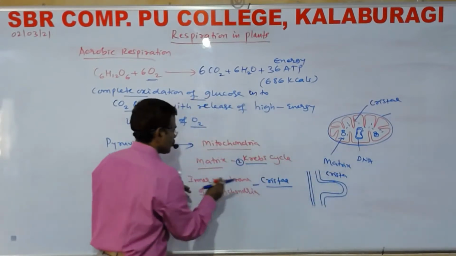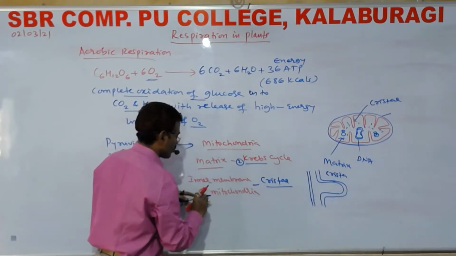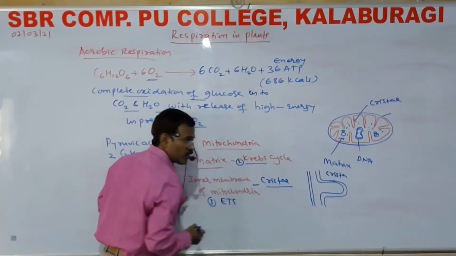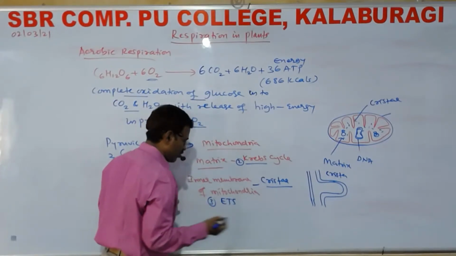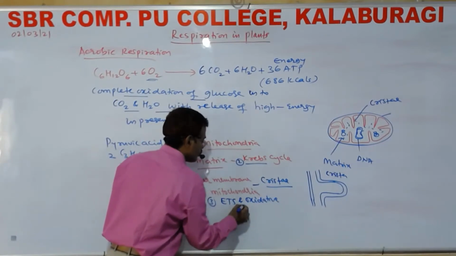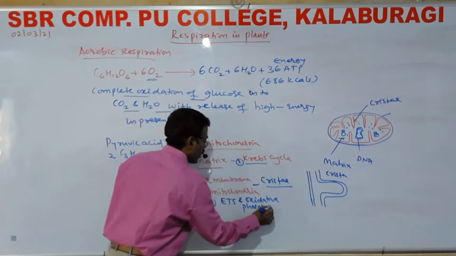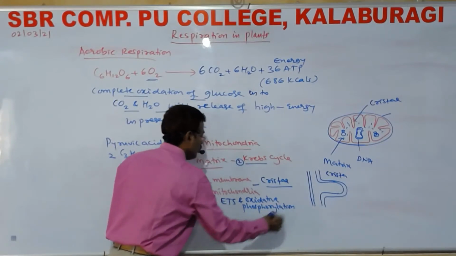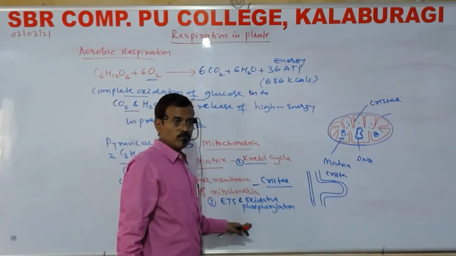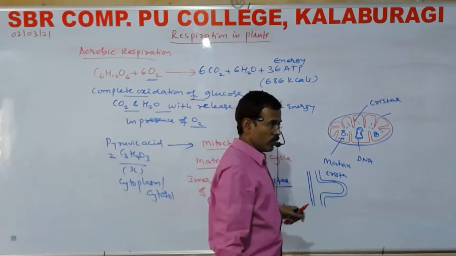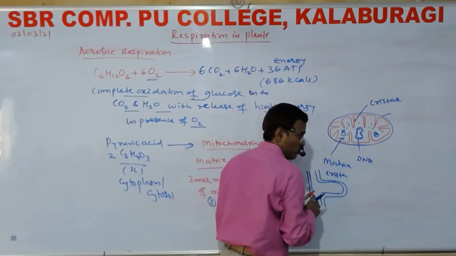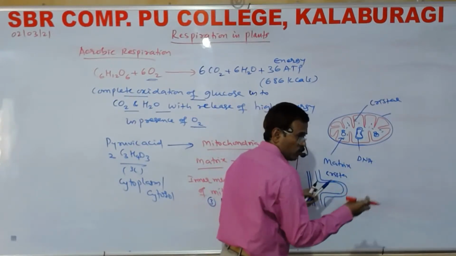you can say third important step. Okay, that is electron transport system. Terminal oxidation, what we call electron transport system and oxidative phosphorylation. Electron transport system and oxidative phosphorylation occur where it occurs? Okay. So different electron carriers will be there. Different complexes will be there which act as the electron transport particles.